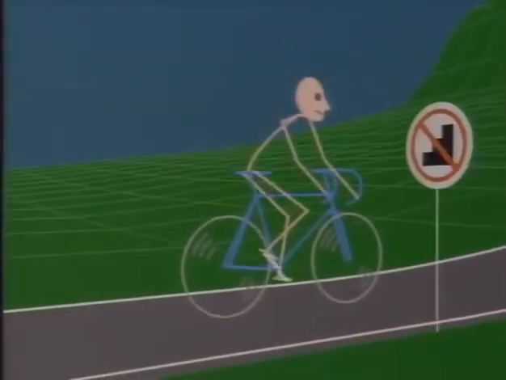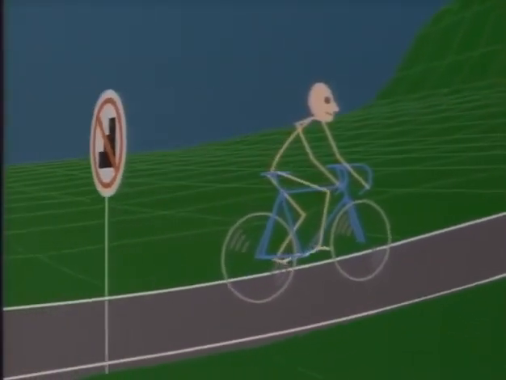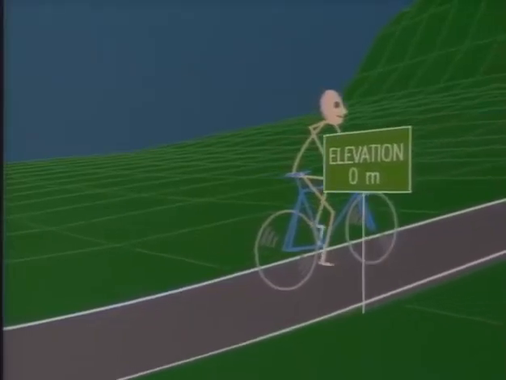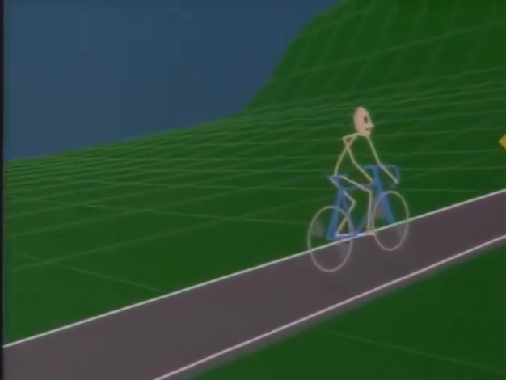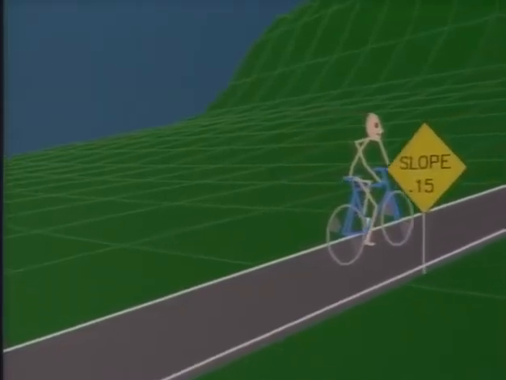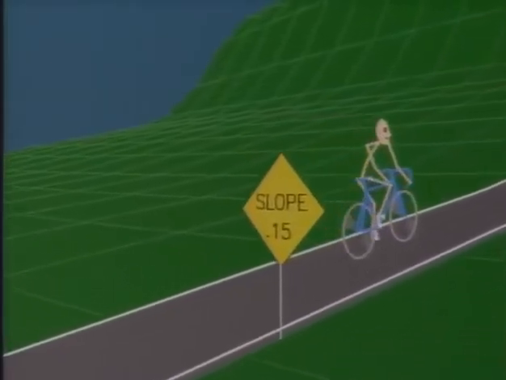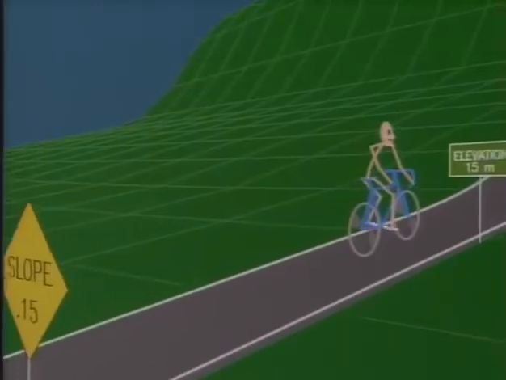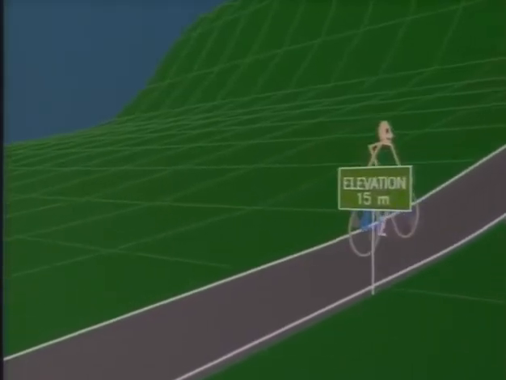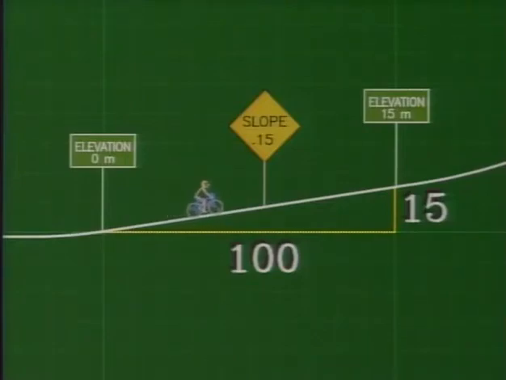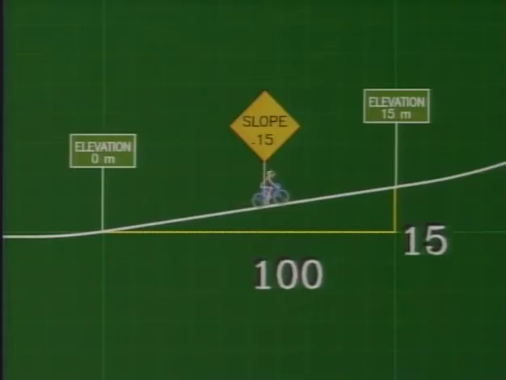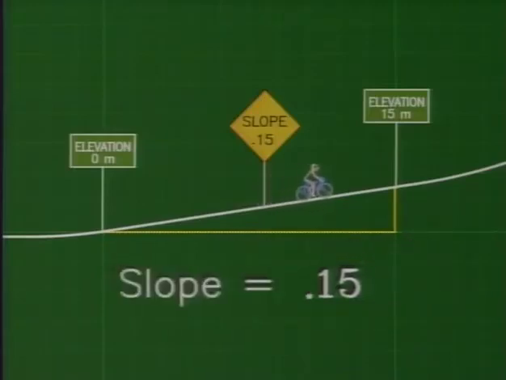On the incline, the steepness is the ratio of the change in elevation to the change in horizontal distance. This ratio, a number, is called the slope. For example, suppose the elevation of an incline increases 15 meters every 100 meters. The rider moves upward 15, horizontally 100. The slope is 0.15.